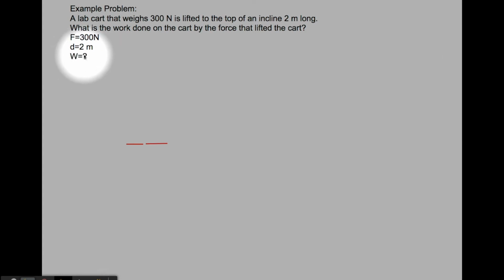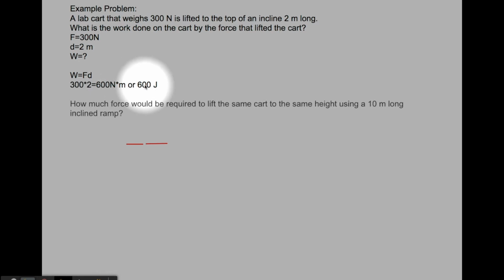So W, and that's work, guys, measured in joules. Force times distance, and I don't have any angles in here, so I'm assuming that the angle is parallel. So it's just 600 joules. The next question on this is what you should have written down: how much force would be required to lift the same cart, the same height, using a 10-meter long ramp?